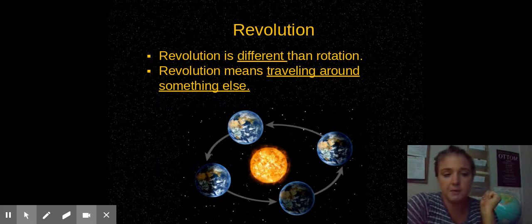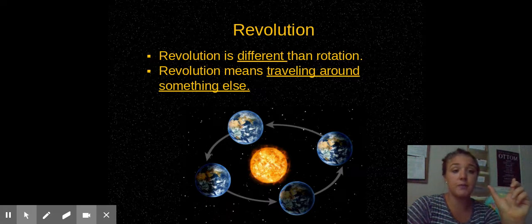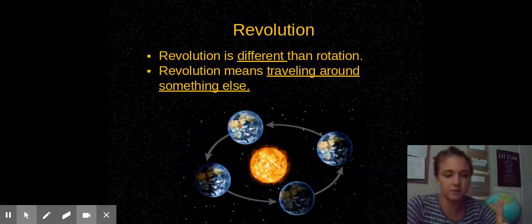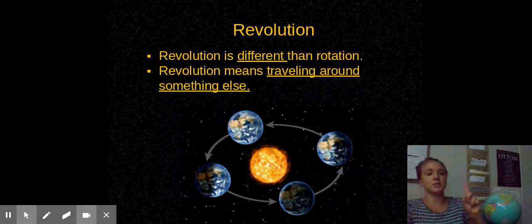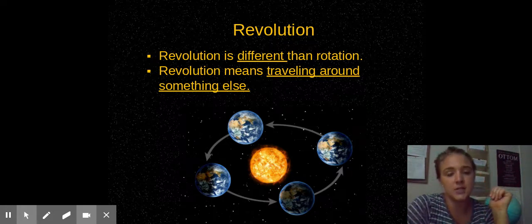The other term we want to talk about is revolution. Now, people get revolution and rotation mixed up all the time. Revolution comes from the word revolve, which means to go around something else. Rotation is the object itself spinning. Revolution is the object traveling around something else. So revolution is different than rotation. This means traveling around something else.